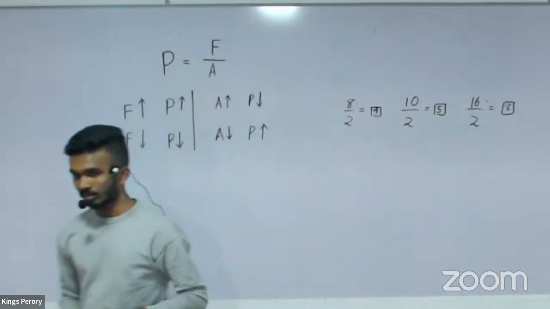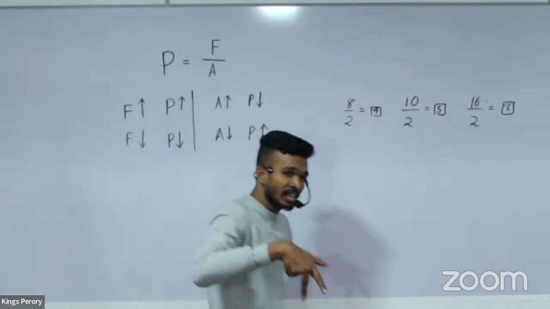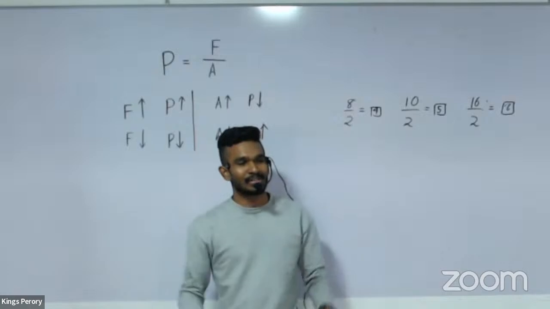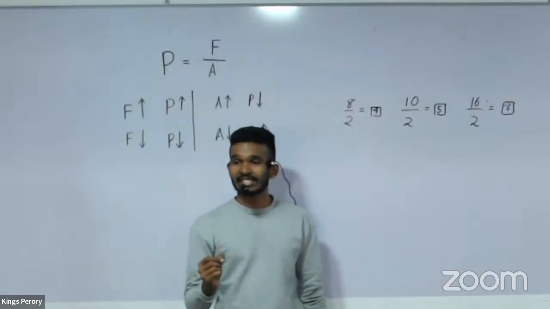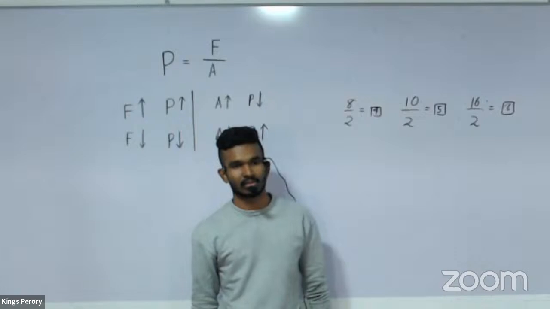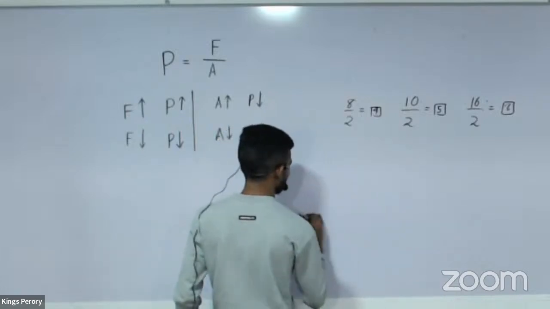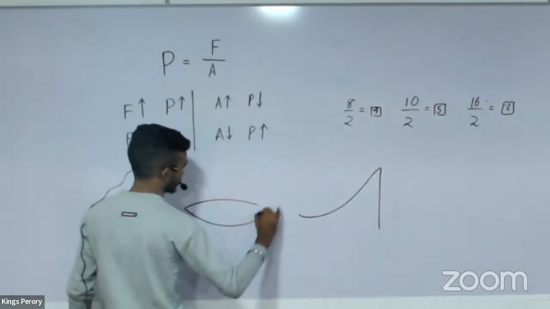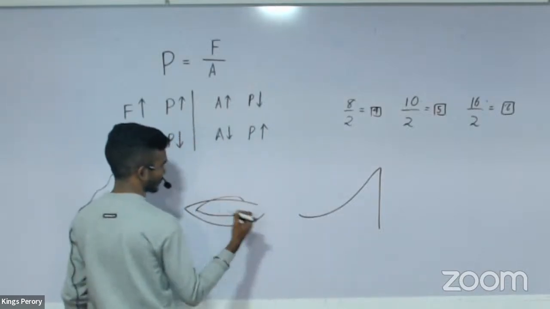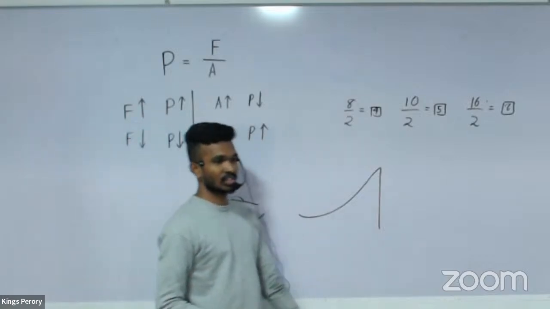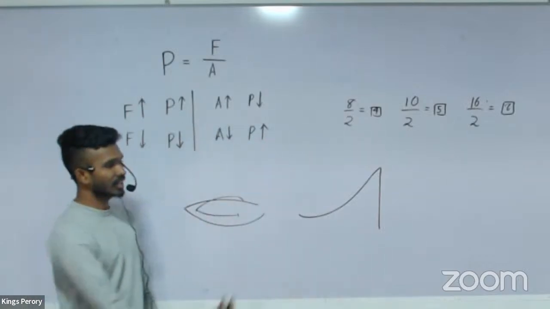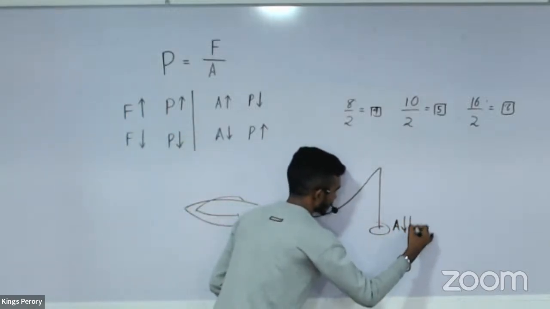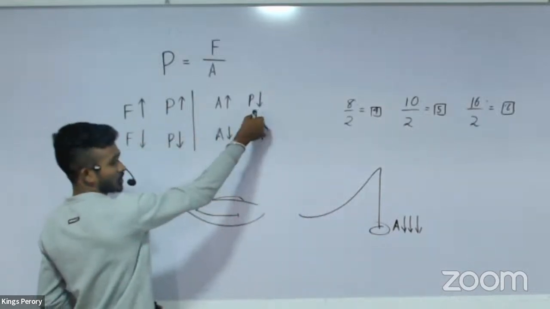Then all of you tell me: wearing a heel and wearing a flat slipper, which one exerts more pressure on the floor? Wearing a heel, or wearing a flat or a Bata slipper, which one exerts more pressure on the floor? Guaranteed, the heel. Why? The heel's area is very small. If area is less, pressure is more.